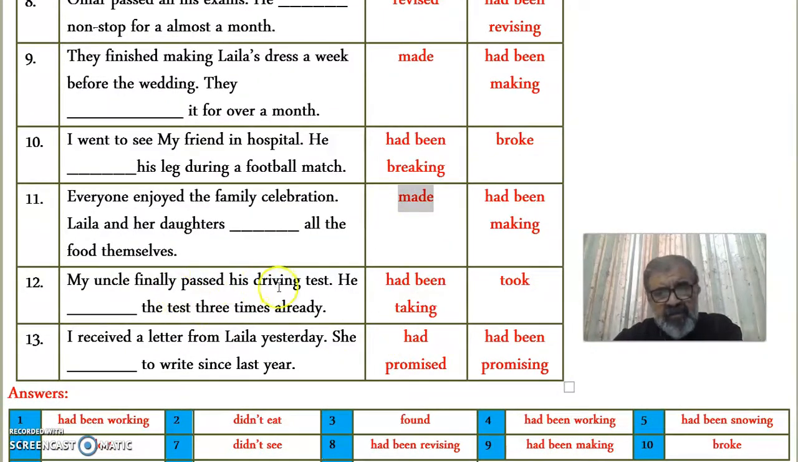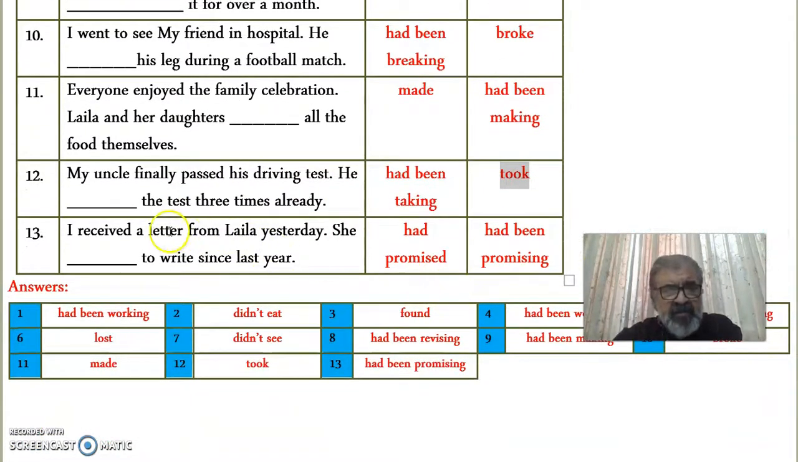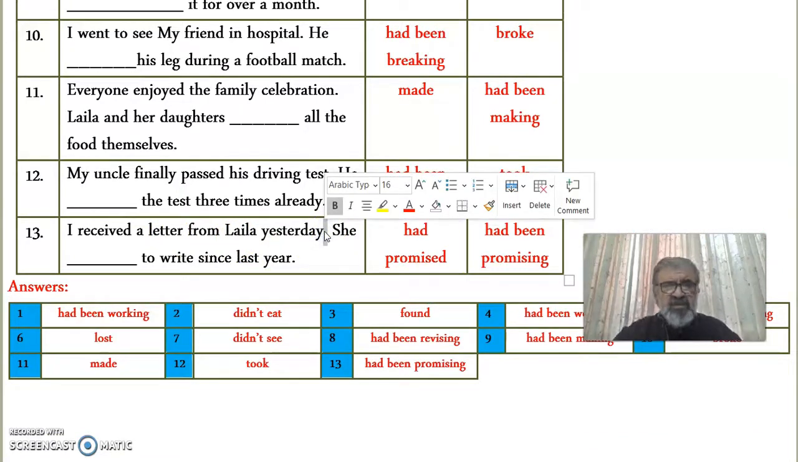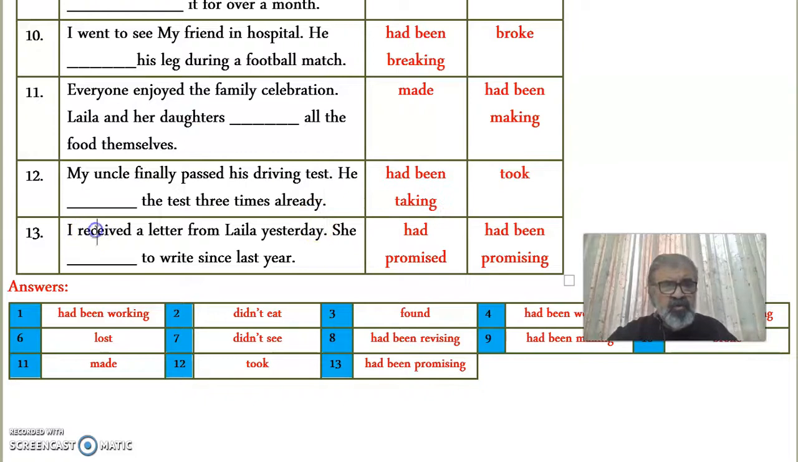My uncle finally passed his driving test. He took the test 3 times already. You can't say he had been taking. And finally, I received a letter from Layla yesterday. Let's say that, or you could say that, that's action 2. So this is action 1, had been promising.